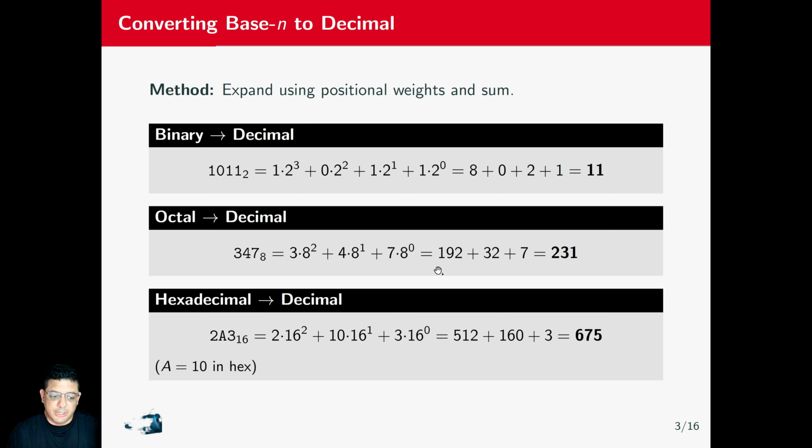Now we can do the same kind of thing for hexadecimal to decimal. Here we have 2A3 in base 16. So we do the same thing as before. In position 2, we have 2 times 16 to the power of 2, plus A, which in the hexadecimal base, remember, represents 10. So this will be 10 times 16 to the power of 1, and then 3 times 16 to the power of 0. So we're going to have 512 plus 160 plus 3. That's going to give me 675.